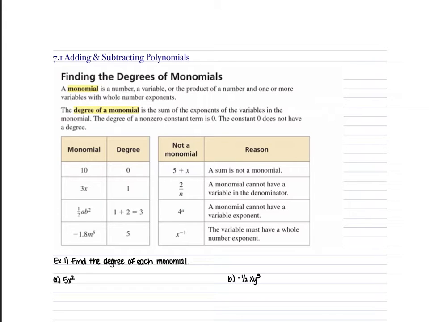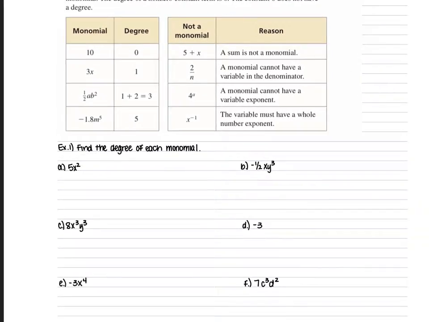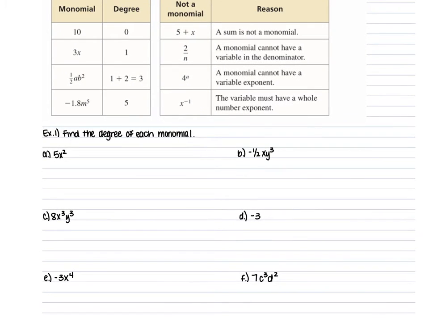If it has a variable attached to it, you add up those powers. So if it's just something like 3x, the power on it is an invisible 1, so the degree is 1. If it's something like 1/2 ab squared, that a has an invisible 1 attached to it, so you would add the 1 and the 2 to get a degree of 3. Anything that does not have a variable attached to it, or has more than one term with addition or subtraction, is not a monomial.